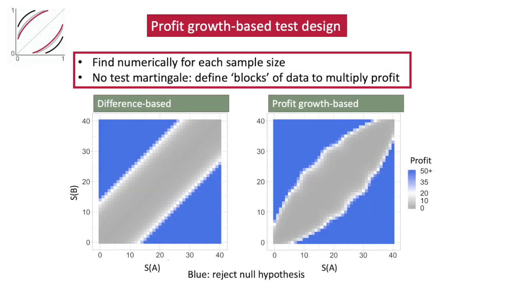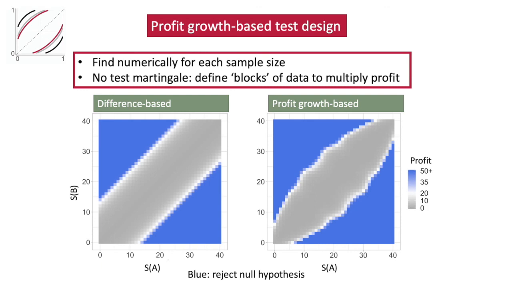For the second design, the profit growth based test design, such an analytical solution could not be found, so this safe test has to be defined numerically for each sample size through optimization. Also, this safe test could not be proven to be a test martingale, so we have to be slightly less flexible. If you want to use this safe test in real time, you'd have to define blocks of data that you are going to calculate an E variable for, and those can then be multiplied as data come in over time, so slightly less flexible.